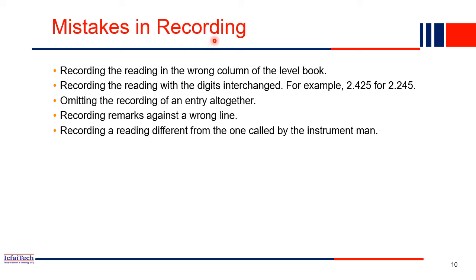Next one is mistakes in recording. As I said, we have to enter all these values into the field level book, right? In that case, some values may be interchanged, or maybe like 2.425 the surveyor said, but while recording it is written 2.245. So this type of error also will be introduced in the recording.